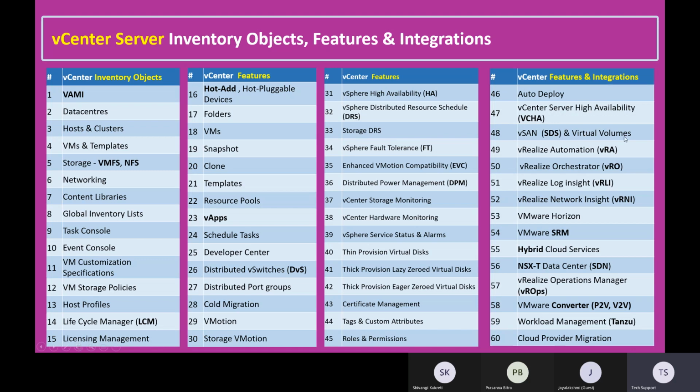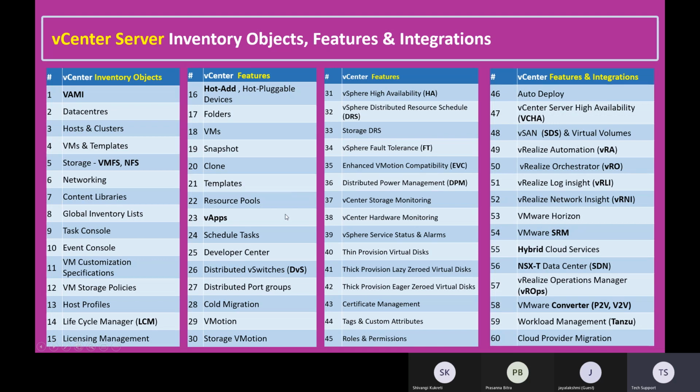And there is another feature also, virtual volumes. And for automation purposes, we use vRA and vRO. And for centralized logs, we can maintain vRealize Log Insight. And for centralized network packet capturing and network visibility, we will use vRNI, vRealize Network Insight. And for desktop virtualization, VMware Horizon. For Site Recovery Manager, SRM. If you observe here, everything is virtualized nowadays.